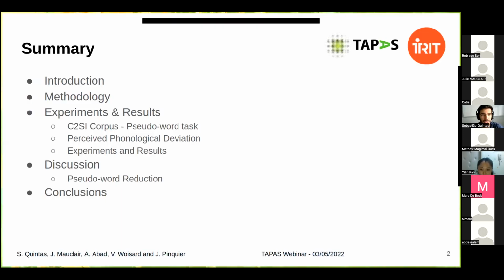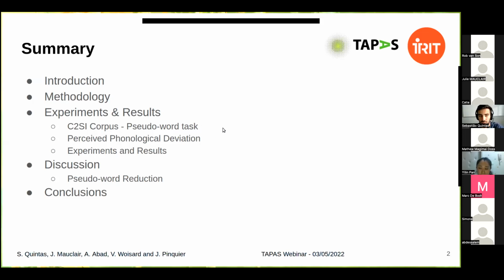So first and foremost, I'll just do a quick overview of the topics that I'll be covering throughout this presentation. I'll start by giving a brief introduction on the topic of speech intelligibility within a clinical setting and why an automatic approach has been seen as a reliable alternative. Then I'll move on to the methodology, where I'll introduce the proposed model as well as anything that comes with it.